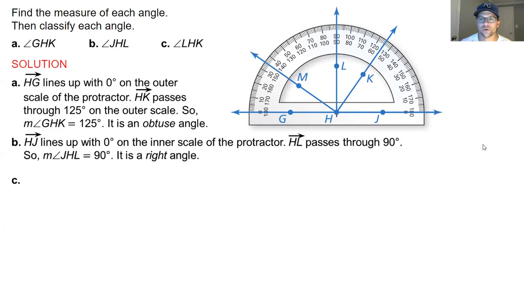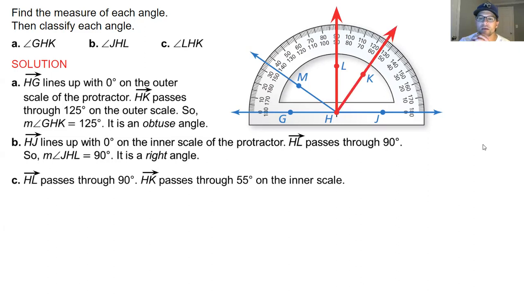Okay, part C, we're going to do LHK. This time it is not starting on any of the zeros. It's passing through 90 degrees. So when we find our other side, it's going to pass through 55 on the inner scale.